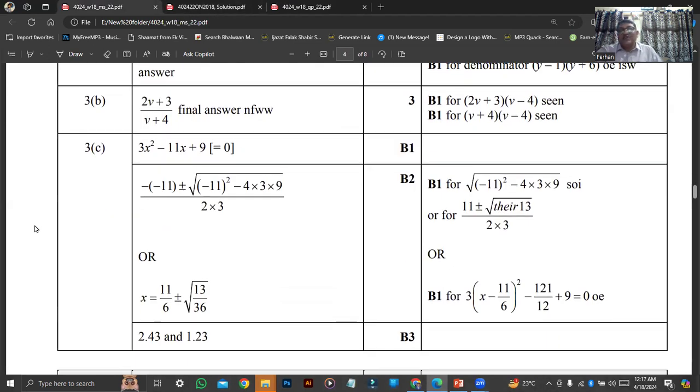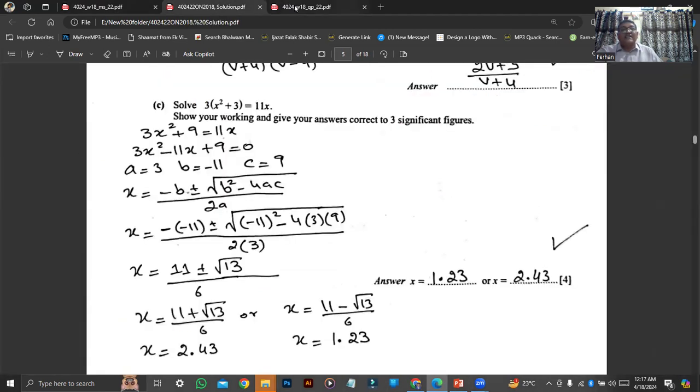So the marking scheme is showing up on your screen. You can see our answers are right. This is how this is done.